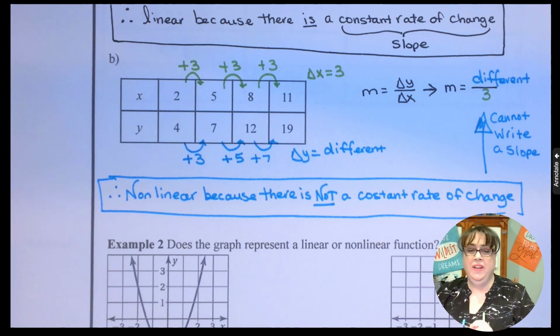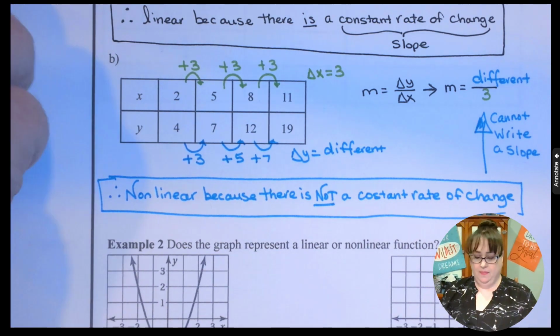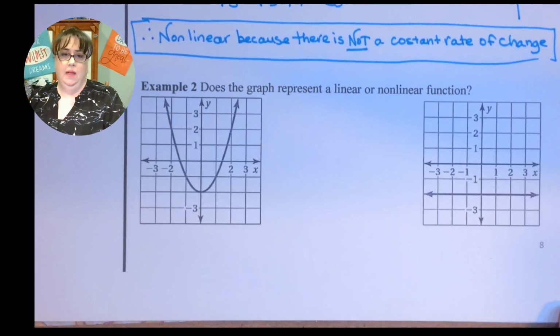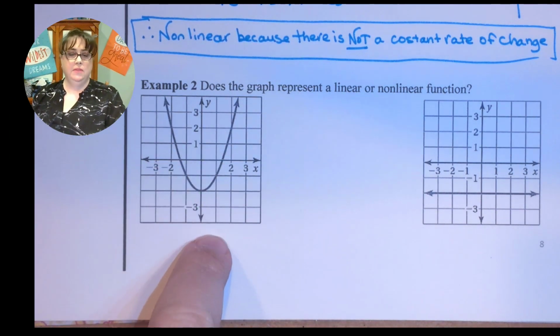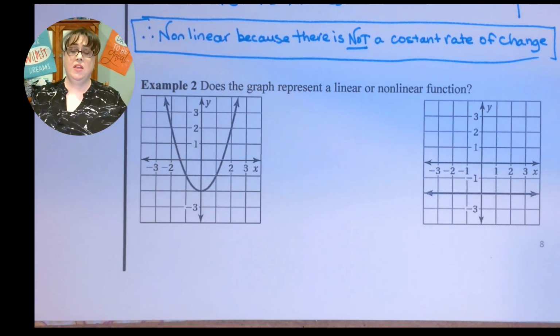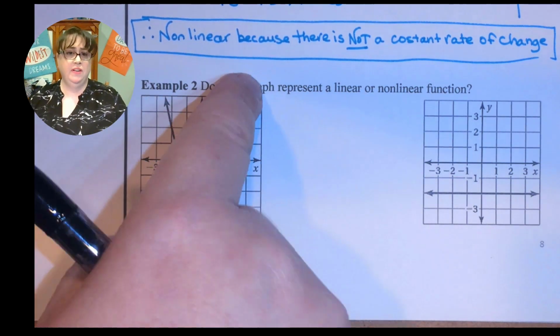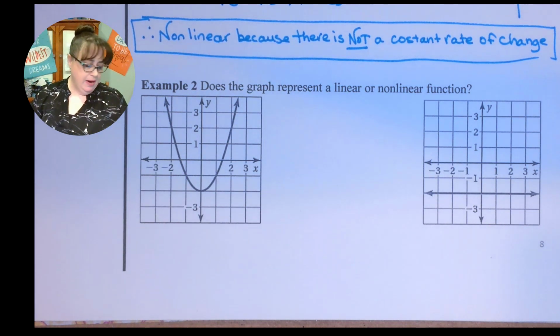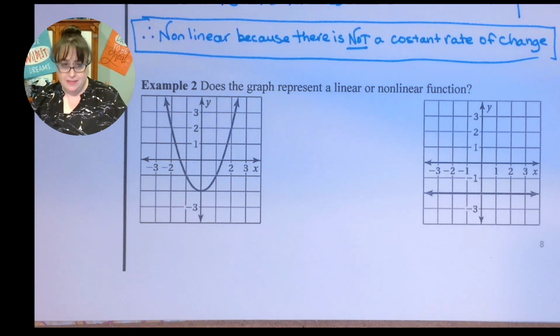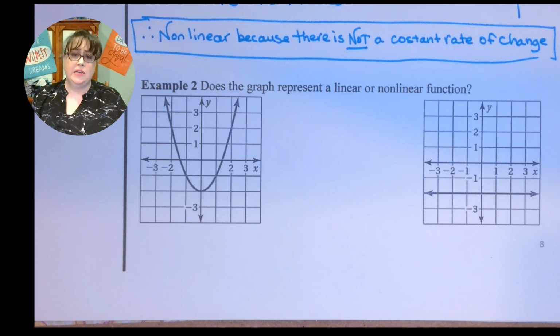Now let's look at one that's really easy. Look at this one right here. Is that a line or is that not a line? That's all I'm asking you. Is it linear or nonlinear? If you look at this, oh, my finger did not make a line. Therefore, it is nonlinear because it is not a straight line. Yes, the question is really that easy.